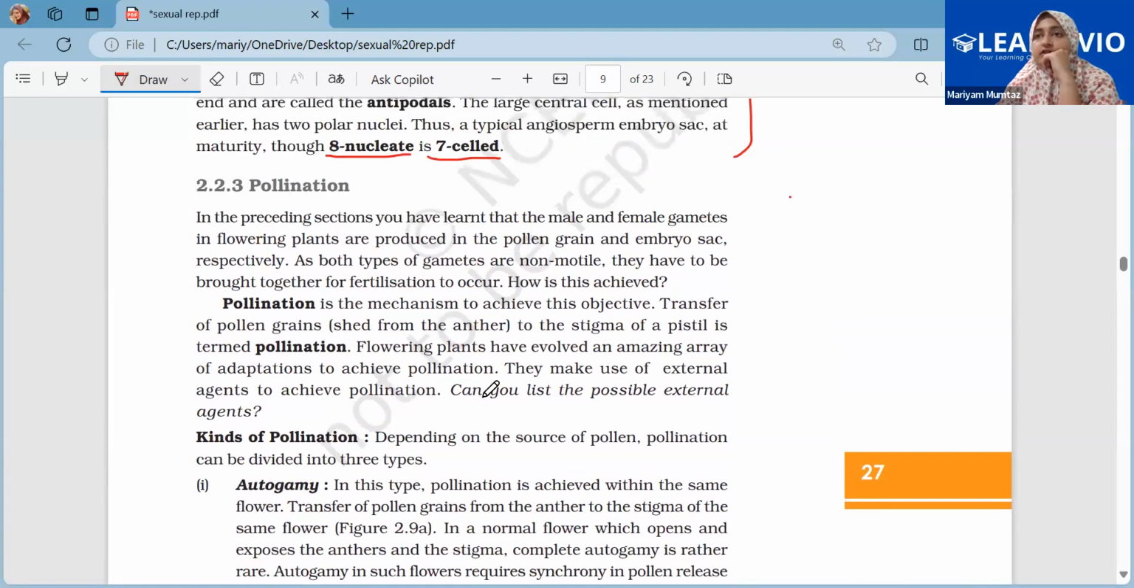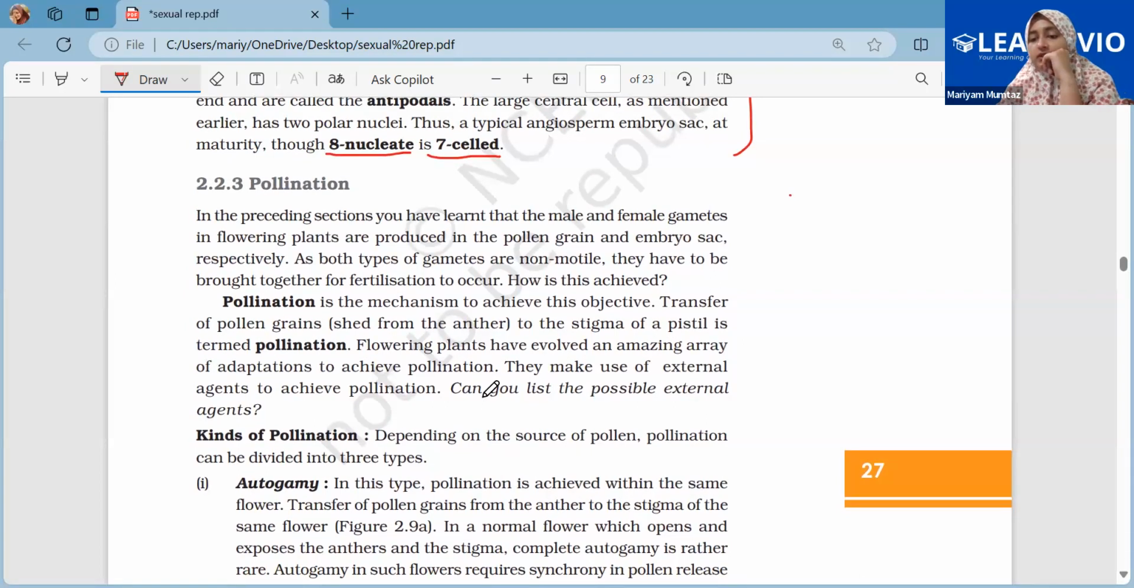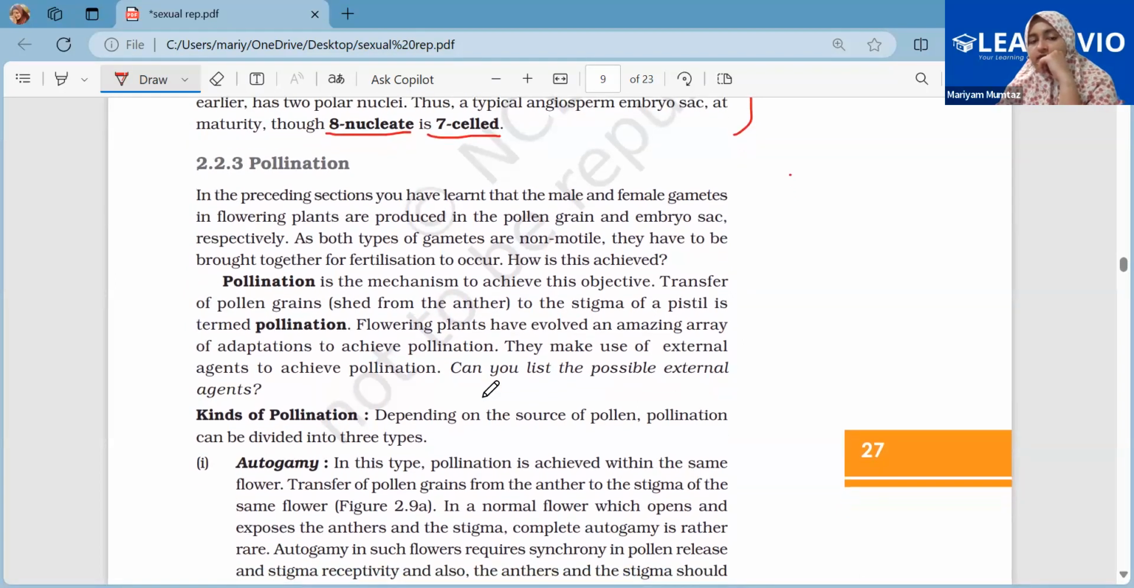Now we have discussed how the male gamete has been formed and how the female gamete has been formed. For fertilization, meaning the fusion of two gametes, the male gamete has to be transferred to the female gamete, and that happens with the help of pollination. Pollination is the process through which the transfer of pollen grain from the anther to the stigma of a pistil takes place.